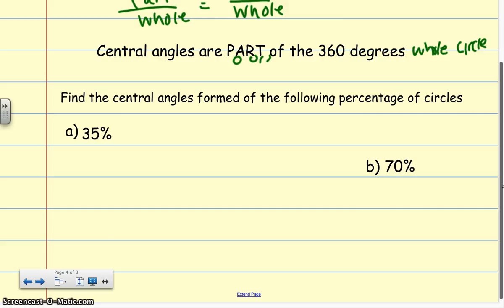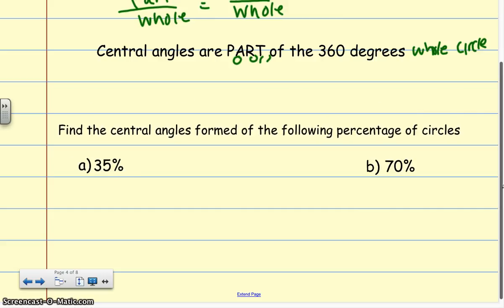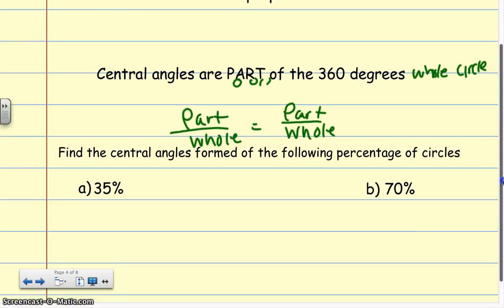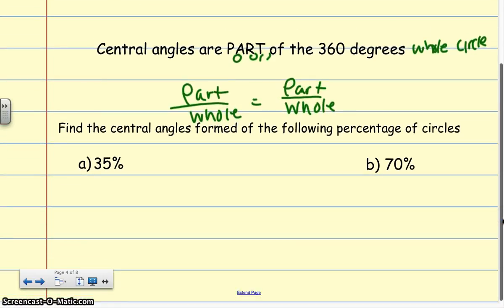Looking at these first two examples, I want to find the central angle formed by the following percentages of the circles. If I have 35% of the whole circle, again, I'm just going to make my little proportion skeleton, and the part that I'm given is 35% is to the whole 100%, as I don't know what the central angle is to the whole angle. There's a total of 360 degrees.